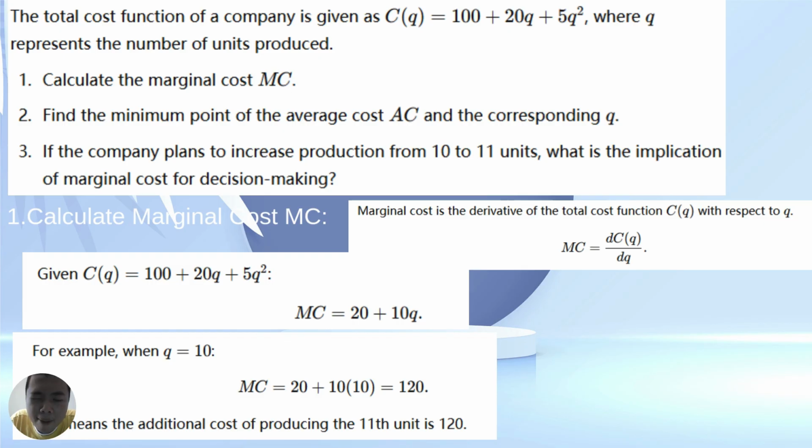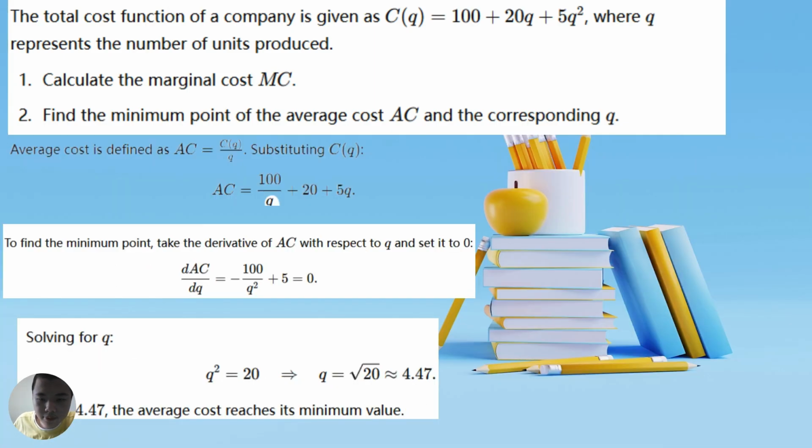what is the implication of marginal cost for decision making? We can first take the given C(Q) and derive it, then we can find the marginal cost. When Q equals 10, the marginal cost equals 120, because the formula is marginal cost equals dC/dQ. Then we can find the average cost, defined as AC equals C(Q) over Q. Substituting C(Q), AC equals 100 over Q plus 20 plus 5Q.